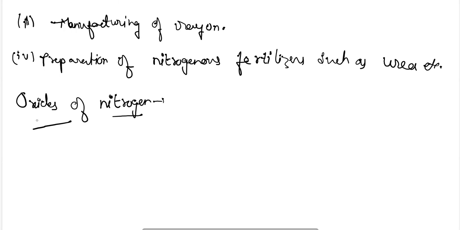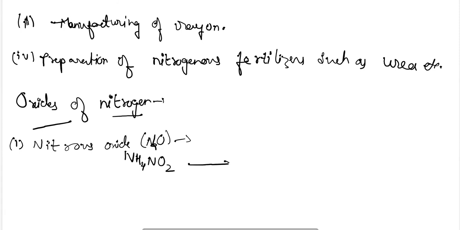First is nitrous oxide, that is N2O. Sorry, N2O. Nitrous oxide is prepared by heating NH4NO3. Here thermal decomposition of ammonium nitrate takes place and we produce N2O plus 2H2O.